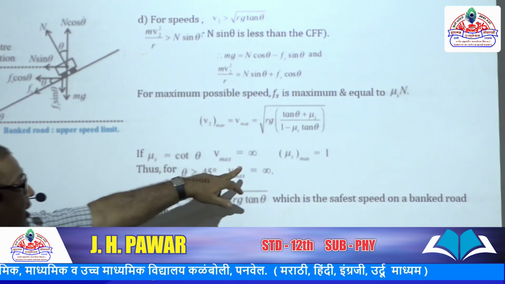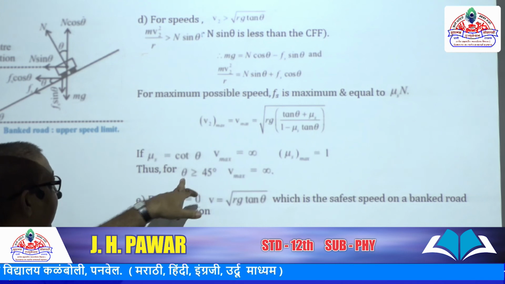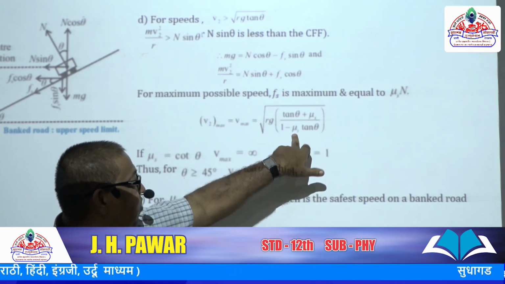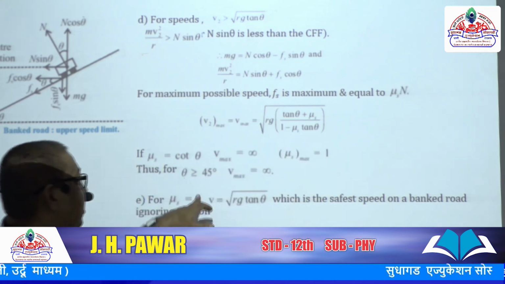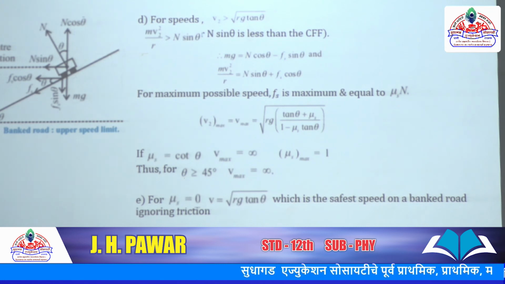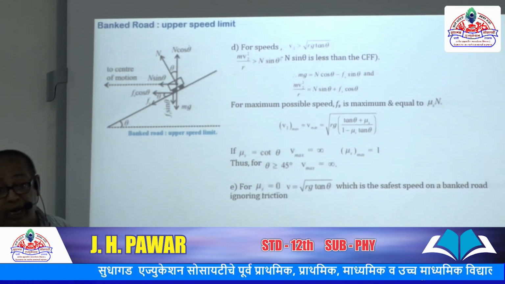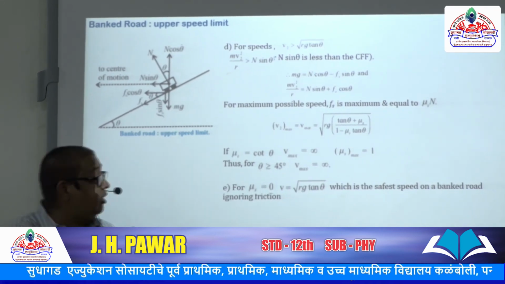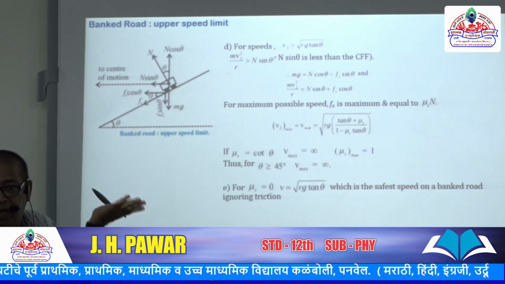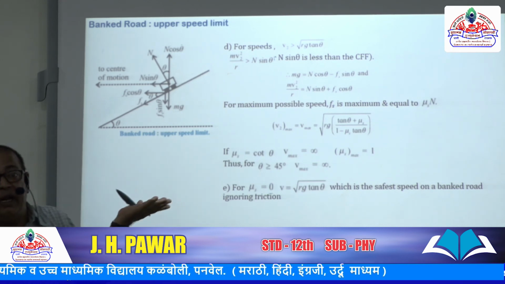Another way, suppose mu s is 1 and tan theta is 1, meaning theta is 45 degrees. Another case: mu s is 1, theta is 45 degrees. Again you get a speed of infinity. So you get zero speed when the road is horizontal, or infinite speed when this angle is greater than or equal to 45 degrees. The angle should be greater than 45, and you can drive this vehicle at maximum speed infinity.